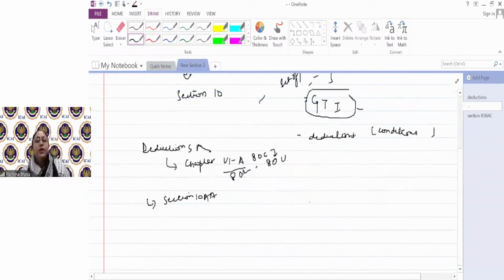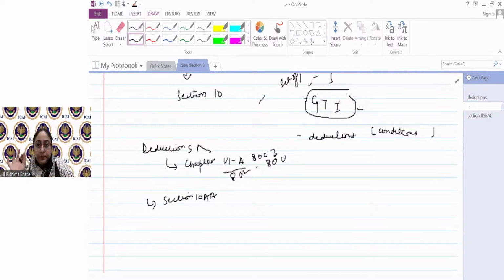If there is a loss, then you will not get deductions at all. If your gross total income itself is a gross total loss, you will not get deductions at all. But suppose gross total income is 4 lakhs, you cannot claim deductions of 4,20,000. Deductions would be allowed only to the extent of gross total income. And here the carry forward concept does not come into the picture.